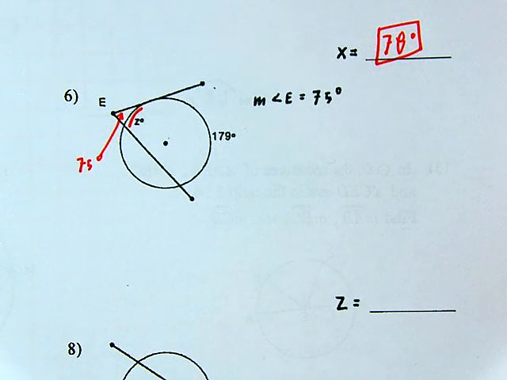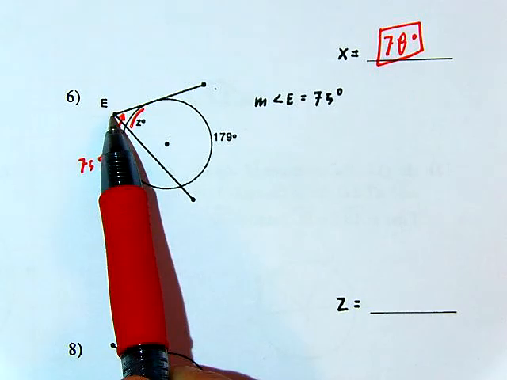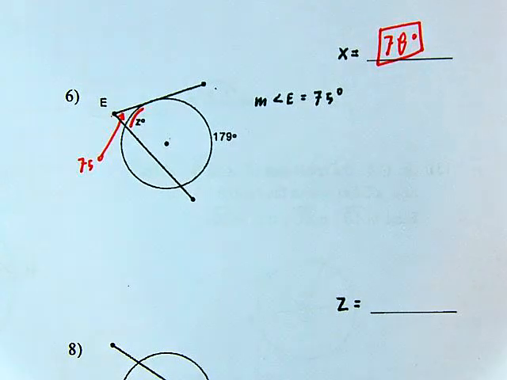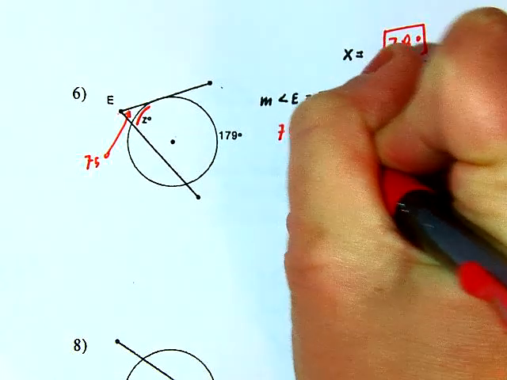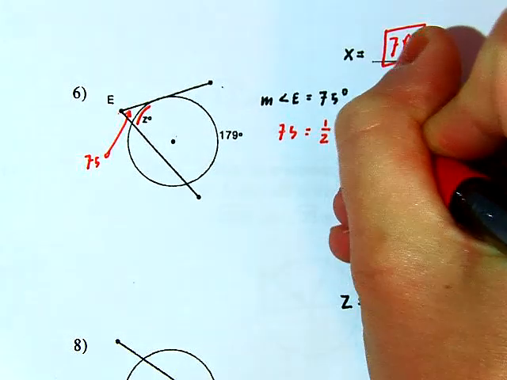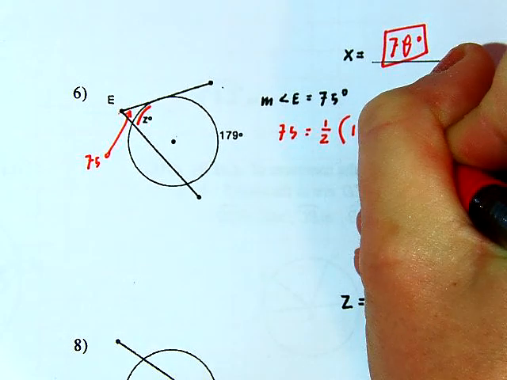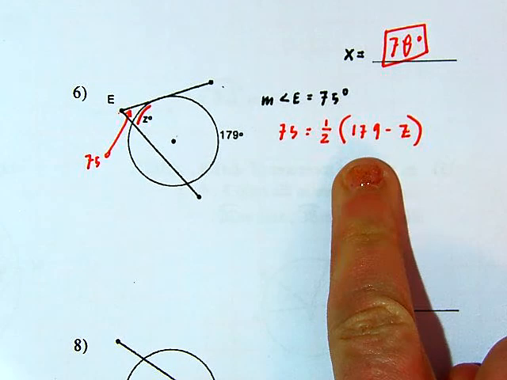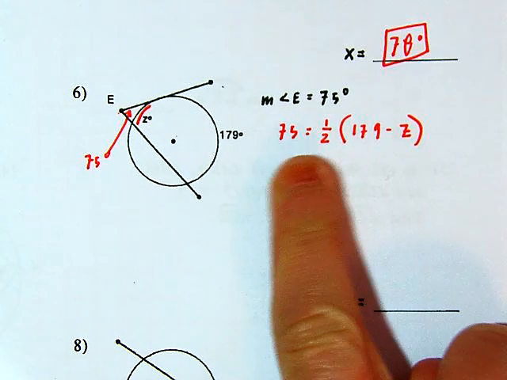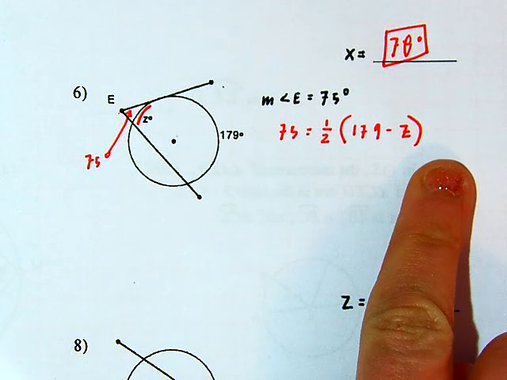So here we know that the vertex, right, it's outside of the circle. So we should know that the angle of 75 will be 1/2 the difference between the two arcs. So 179 minus Z. So I've built my equation and now I just need to solve it.